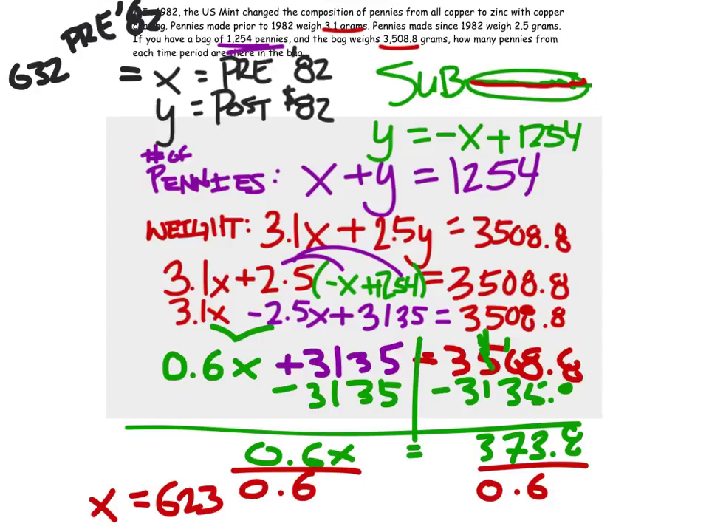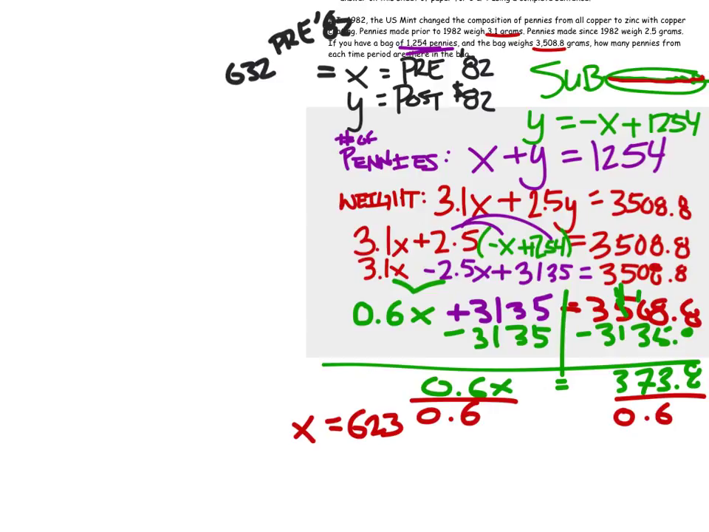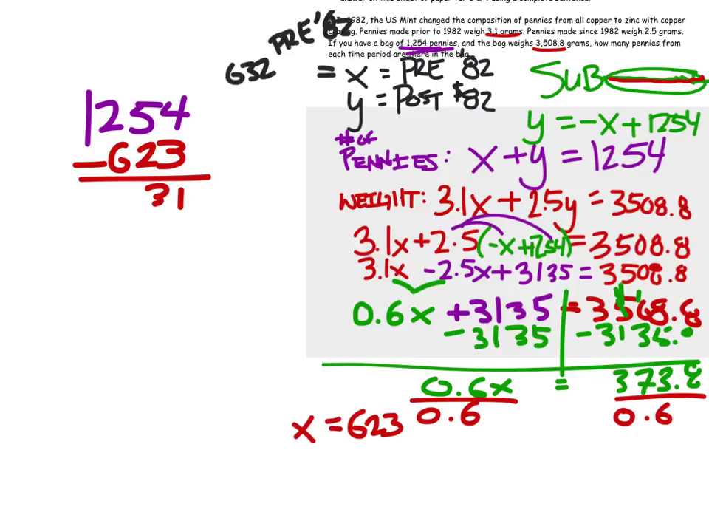There's two ways. Let's finish this thing. So right here, we got the number of pennies, x plus y, that's pre and post 82s. And we're going to take 1254, that was the total number of pennies, and just subtract out how many pre-82s. So we'll subtract out 623. Yeah, that looks a lot better. 623 pre-82s, and then we found right here, there's 631 post-82s.